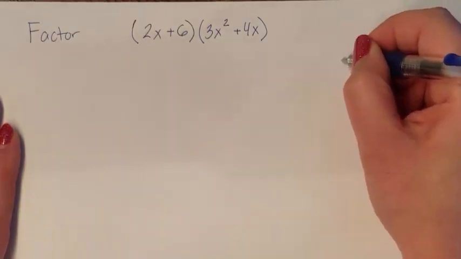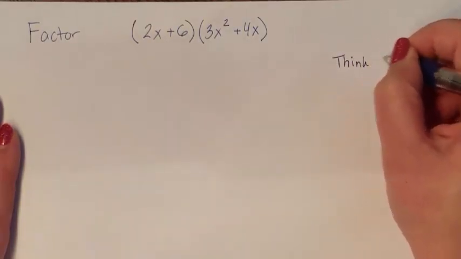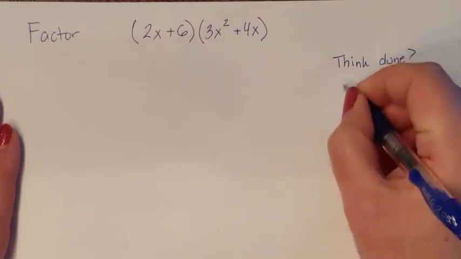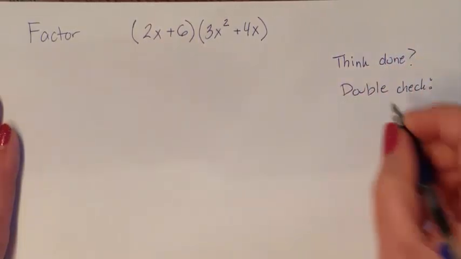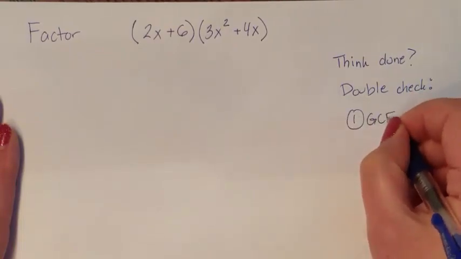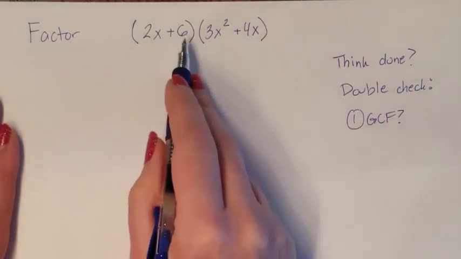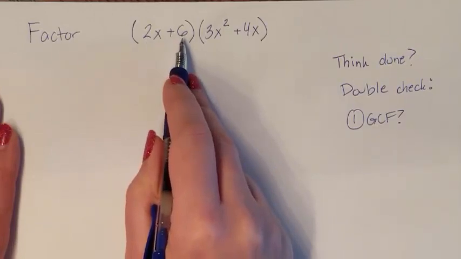So you remember at the very end of all the problems, we would always ask, because you think you're done, that you needed to double check. That's what this problem is going to be. I need you to double check a few things. So first, double check the GCF. Is there a GCF in these two terms that could be divided out?